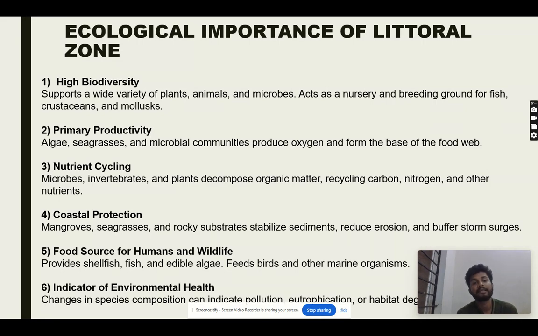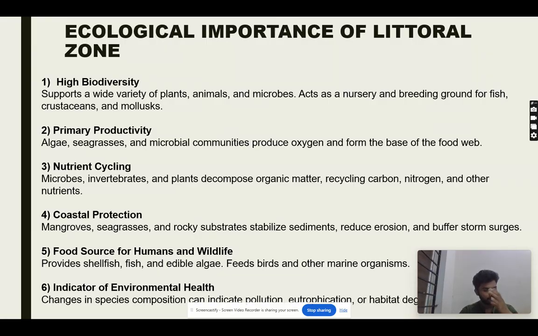First one is that high biodiversity is there. As we all know, nutrient availability is more, other conditions are also favorable, supporting a wide variety of plants, animals, microbes, and acting as a nursery and breeding ground for fish, crustaceans and mollusks. So aquaculture in a way is promoted, and mainly this is done on the littoral zone only. Then primary productivity: algae, seagrasses and other microbial communities produce oxygen and form the base of the food web.